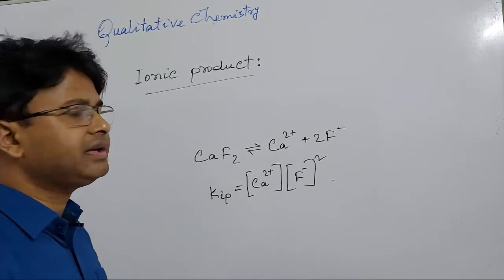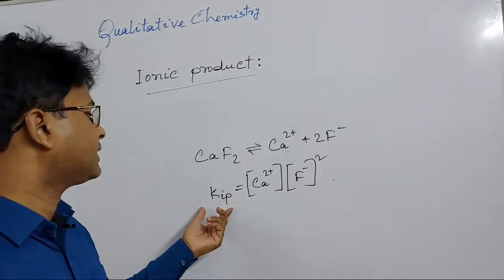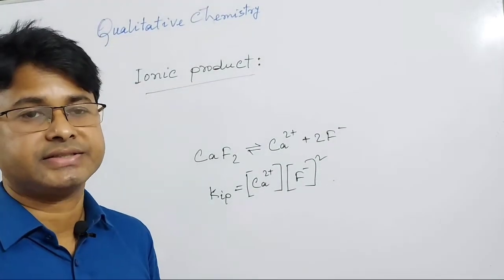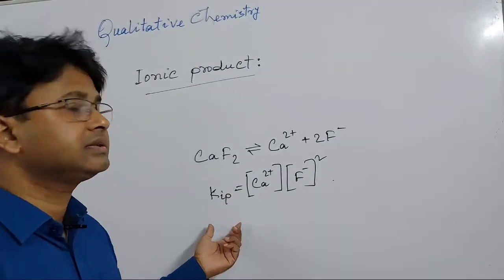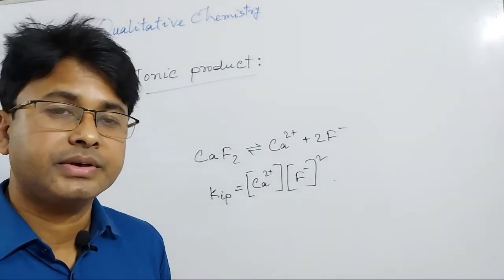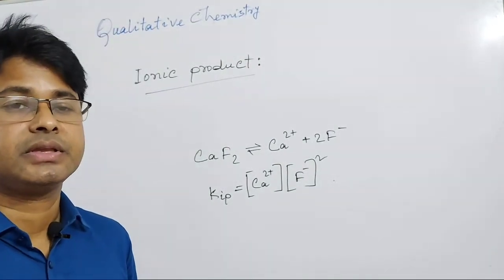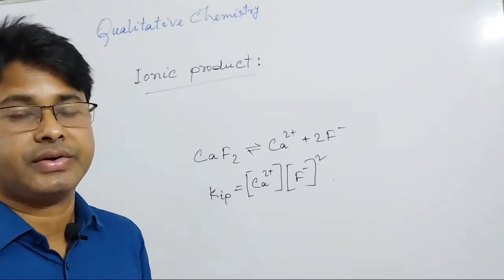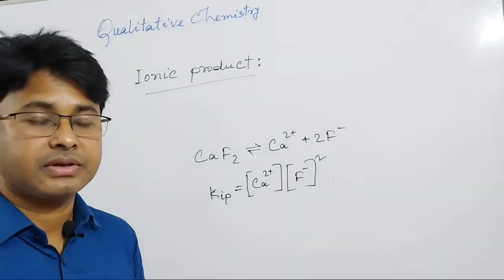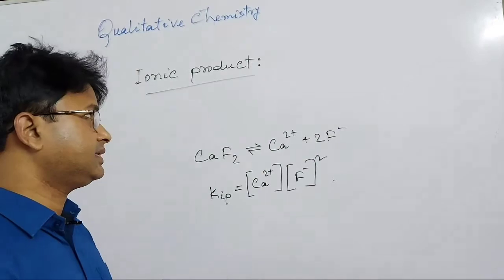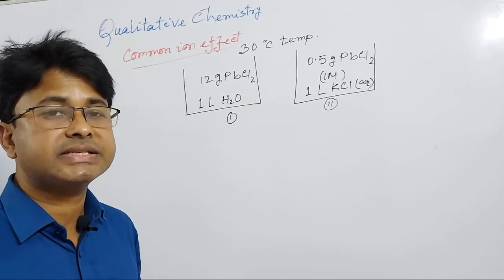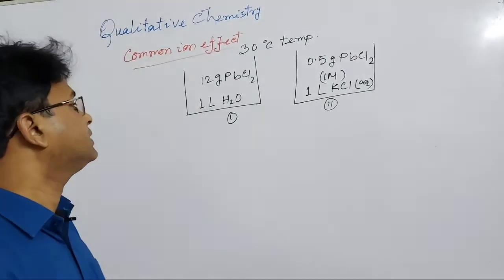And in the case of ionic product, the value of K_IP is not constant, but in the case of solubility product, the value is constant even in the presence of common ion effect. And dear students, I will also discuss the common ion effect after this topic. Now I am going to discuss the common ion effect.